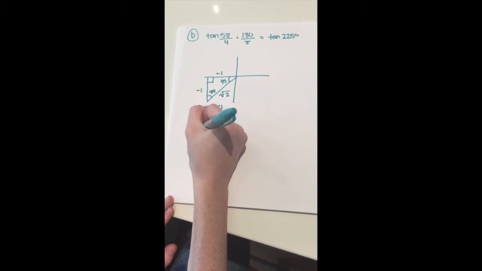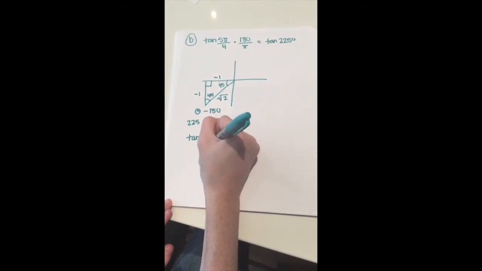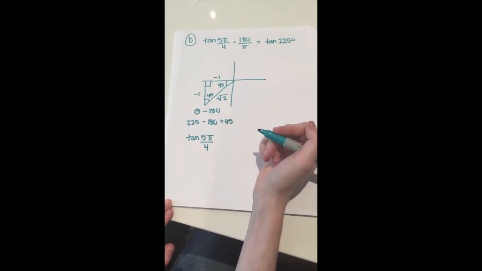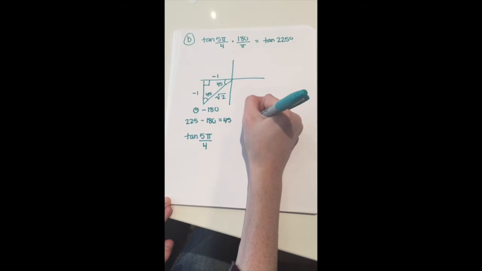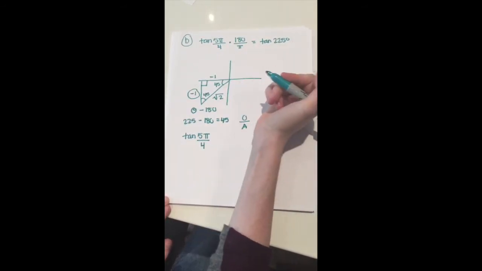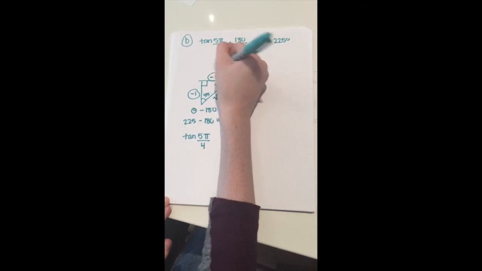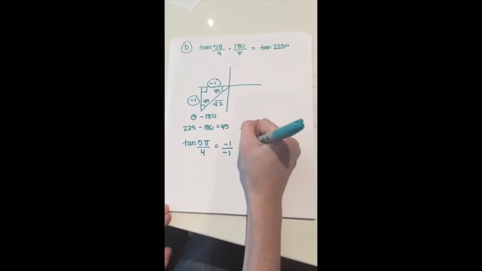Now we plug it back into the problem. Tan 5 pi over 4. And we know that tan is opposite over adjacent. And so our opposite is -1. Our adjacent is -1. So we do -1 over -1, which is 1.